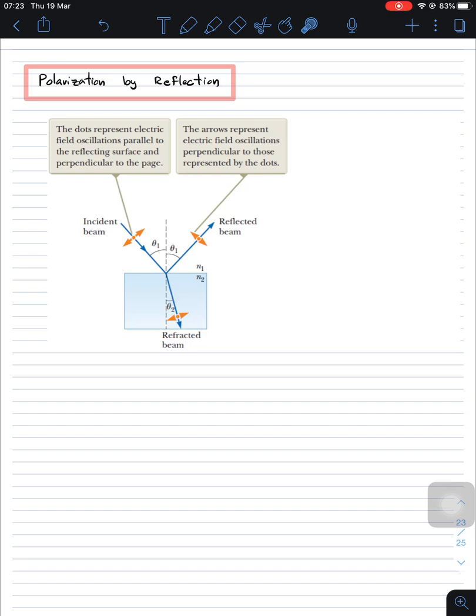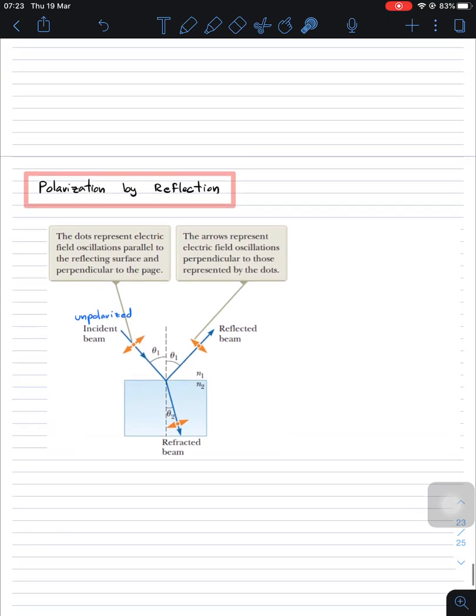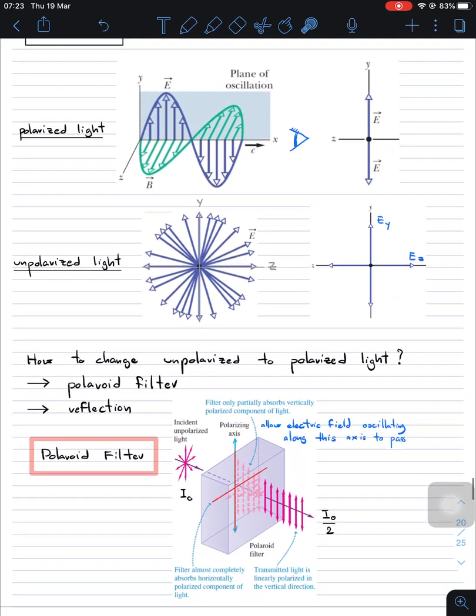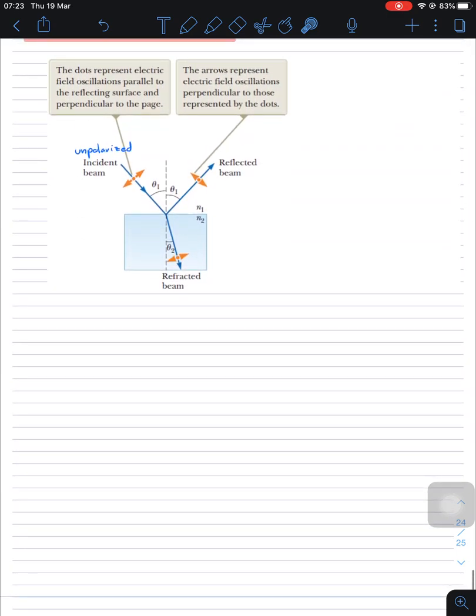So now, let me put more details into this picture. If we have the unpolarized incident beam, it means that the electric field will oscillate in many directions, as we have seen before. But again, we can break the electric field into two components, this component and this component. These components must be perpendicular to each other, as you can see from this picture. Don't forget that we have these components.